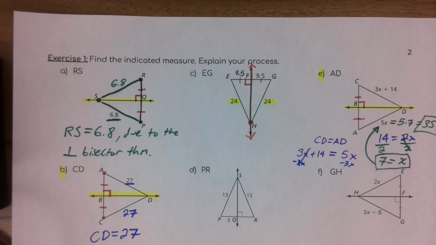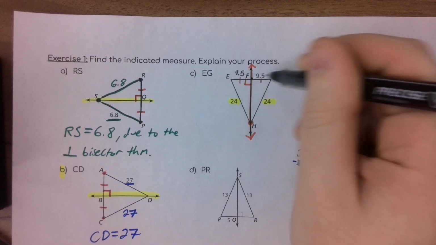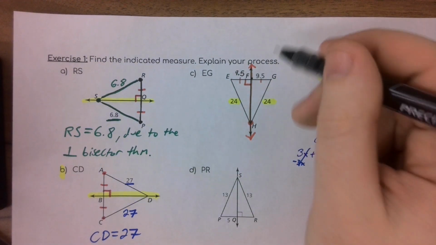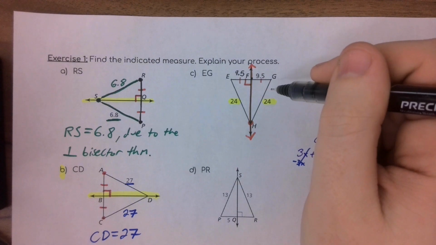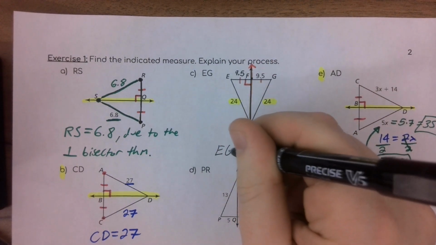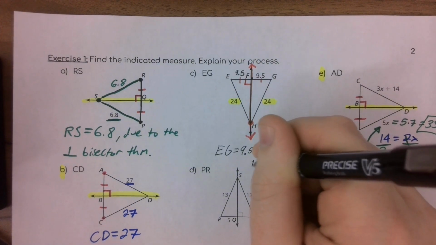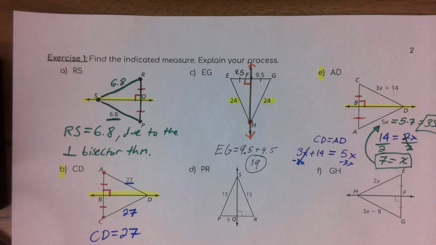We basically filled in all the lengths of this triangle. Which means, if E to F is 9.5, and F to G is 9.5, we can just use segment addition to add these two together and get the entire length, EG. EG is 9.5 plus 9.5, or 19.